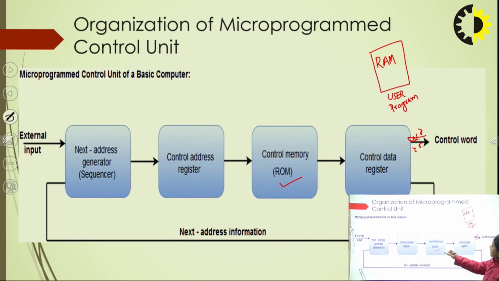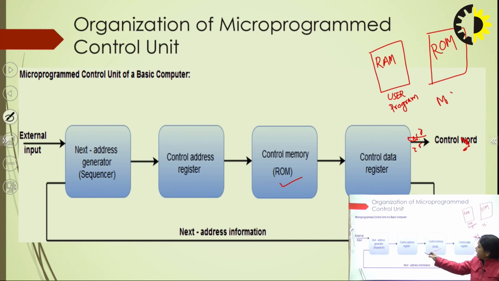And in this case we have another memory which is known as a control memory or ROM. In this ROM we will store micro instruction or microprogram. Okay. Now next is your control address register.